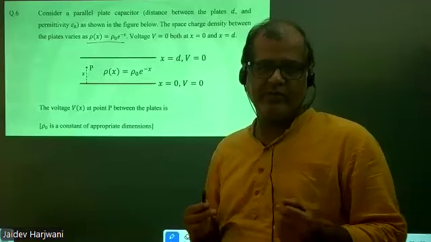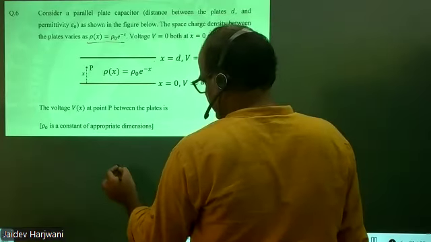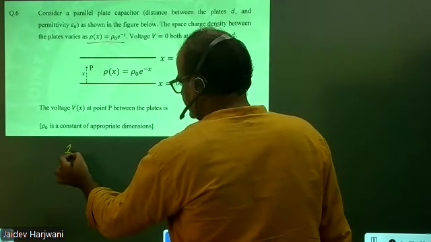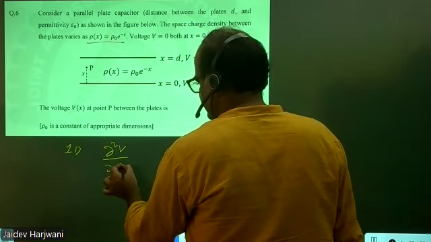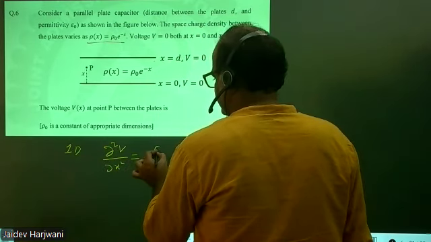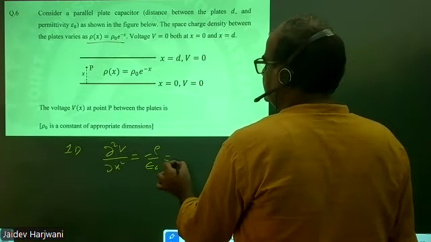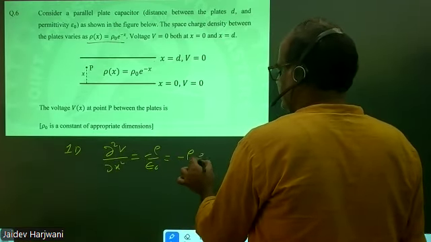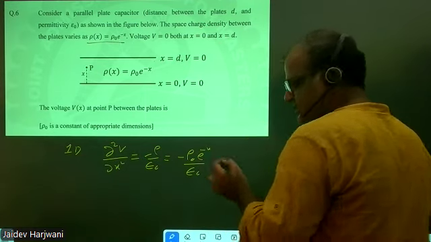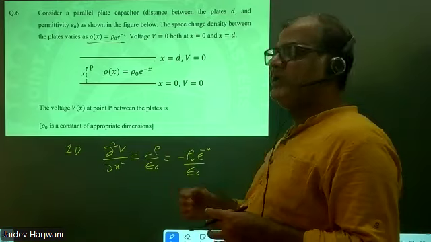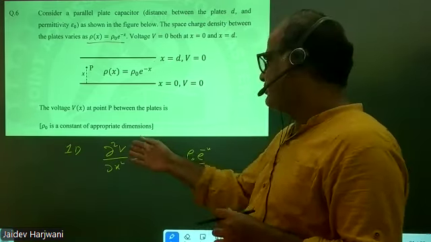That means you need to solve the Poisson equation. And this is a 1D case, so you can write the 1D Poisson equation. That will be del 2V upon del x square equals minus rho upon epsilon naught. And rho value is already given. This is minus rho naught e power minus x upon epsilon naught. Now you just need to integrate this equation and use the boundary condition, and you can find V(x).